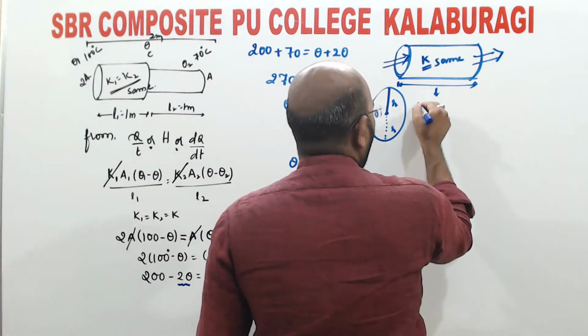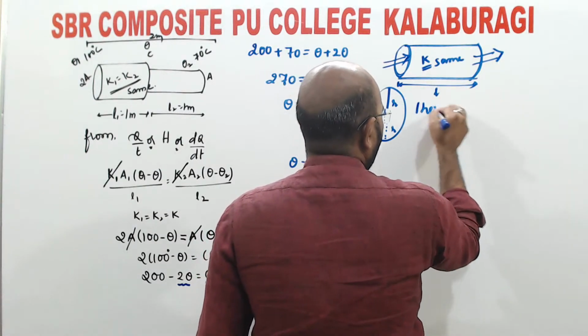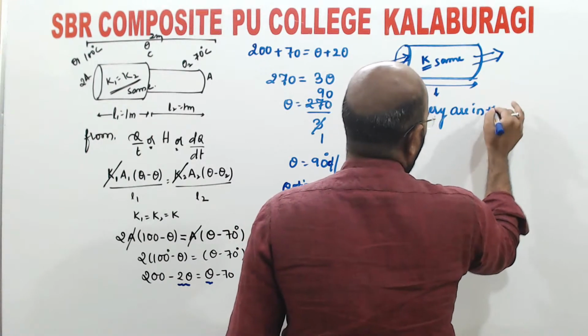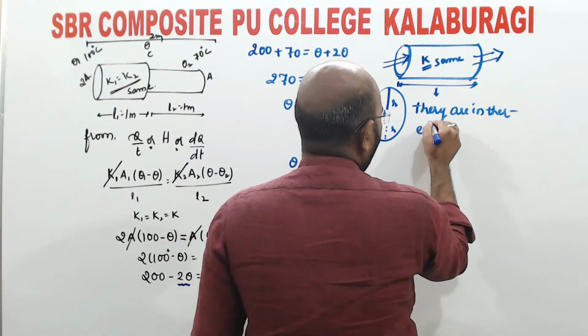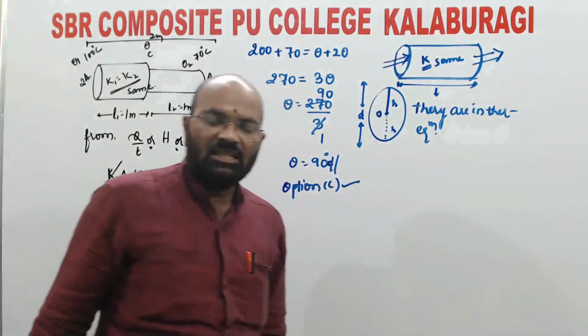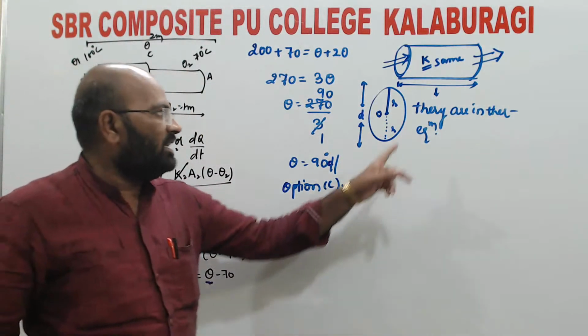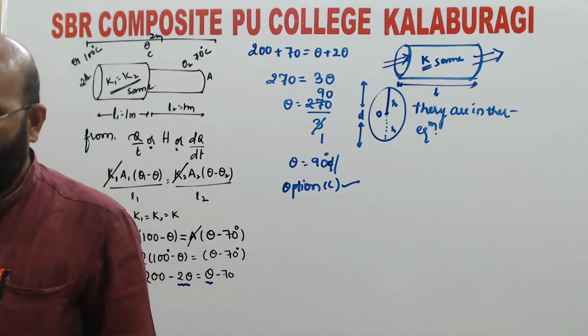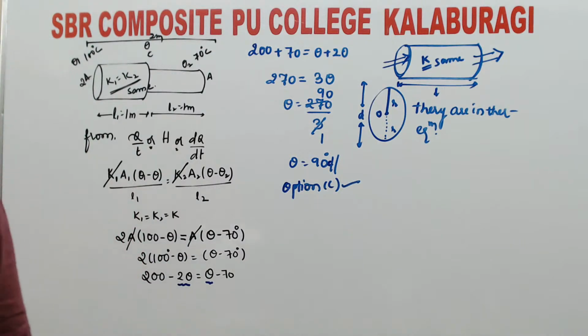It means they are in thermal equilibrium. Maintaining the same temperature is nothing but what? It gains thermal equilibrium. Then which will conduct the most heat?